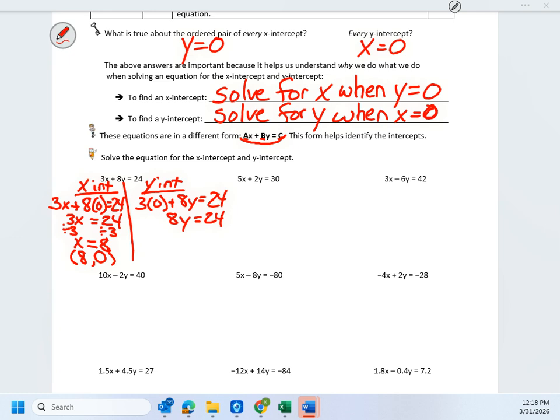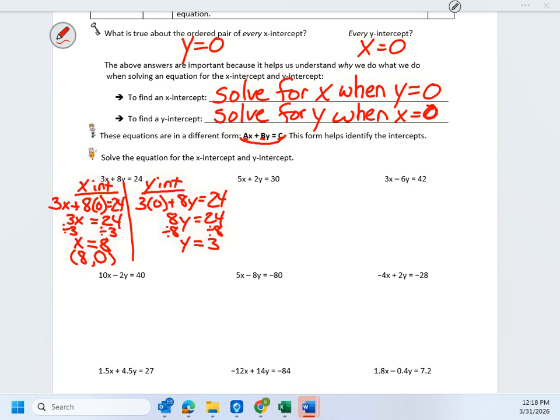What's my next step? I know Colton knows because he did it the last time. Gavin? You divide them both by 8. Divide them both by 8 because we want the y by itself. 8 divided by 8 is 1. 24 divided by 8 is 3. Am I done? No. Now what do I have to do, Colton?